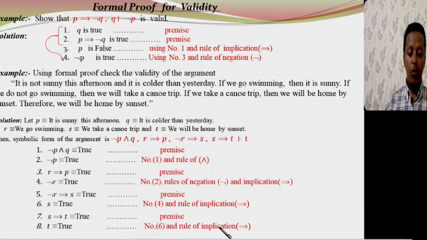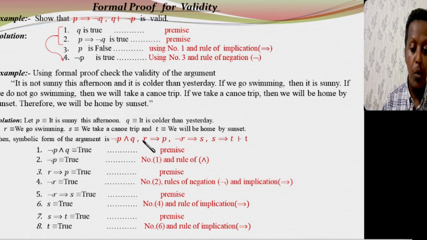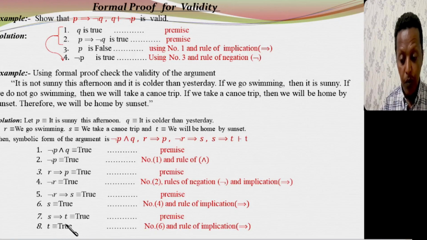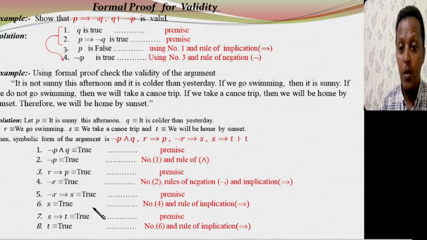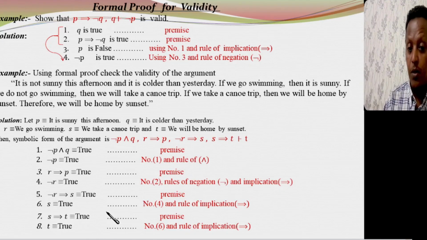From number 6 and the rule of implication. So under the assumption all the premises are true, the conclusion T is always true. So the argument is a valid argument, because the conclusion is true whenever the premises are true. So we prove that the given argument is a valid argument. So this method, we call it the formal proof method of checking the validity of an argument.